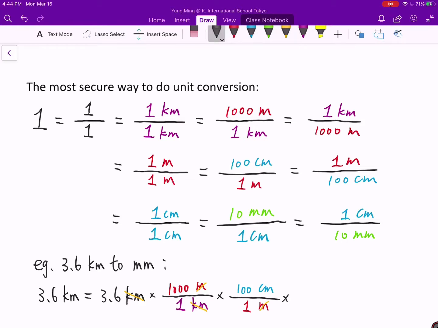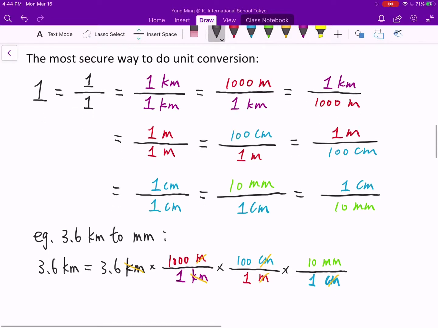Okay, now I want to move on to the final stage. I want to see my millimeters, right? In order for me to see my millimeter, I need to first of all get rid of my centimeters. I know that 1 centimeter is equal to 10 millimeters. So this is how I can cancel the cm and cm. Alright, that looks cool. So what does that mean? That basically means we are done, finally.